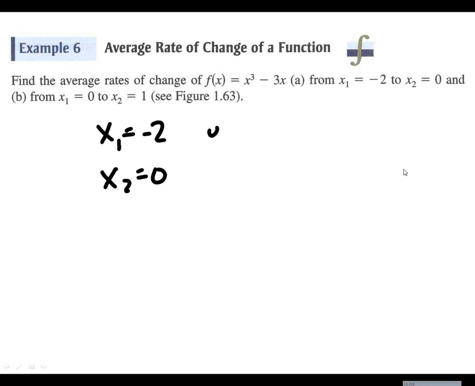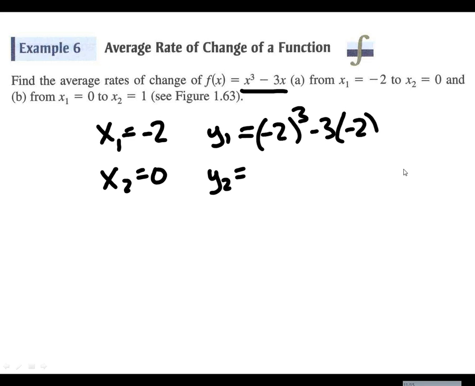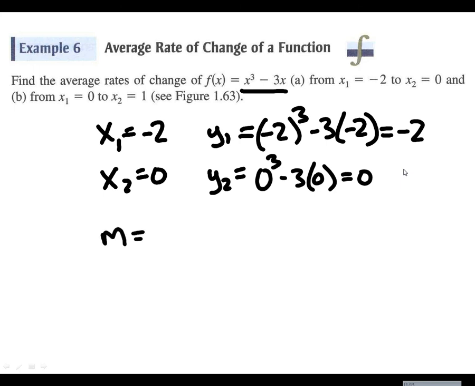The problem here is I don't know what my y1s and my y2s are. So we're going to have to plug them into our equation. So let's go ahead and plug this in. This is negative 2 cubed minus 3 times negative 2. And so that's negative 8 plus 6, which is negative 2. And then same thing, plugging in 0. 0 cubed minus 3 times 0. That one's nice and easy. That's a 0.